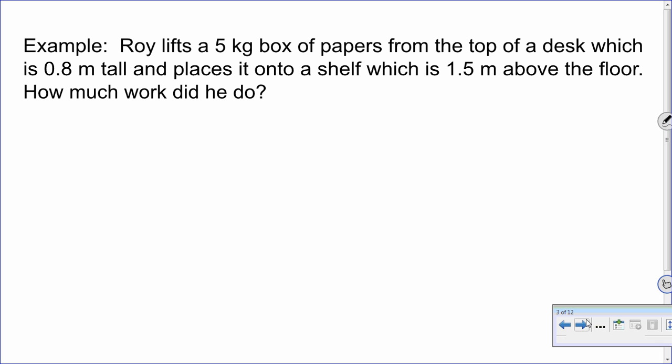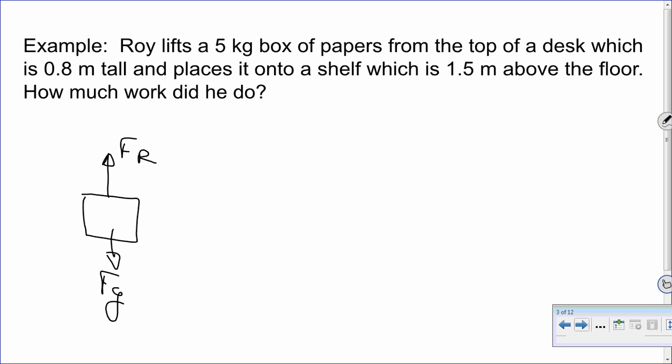In this one, it says Roy lifts a 5-kilogram box of papers from the top of a desk that's 0.8 meters tall, and he places it onto a shelf that's 1.5 meters above the floor. We're going to figure out how much work he did. The premise is the following. While he's lifting the box, there are going to be two forces on the box. Gravity is pulling the box down, and Roy is lifting the box upwards.